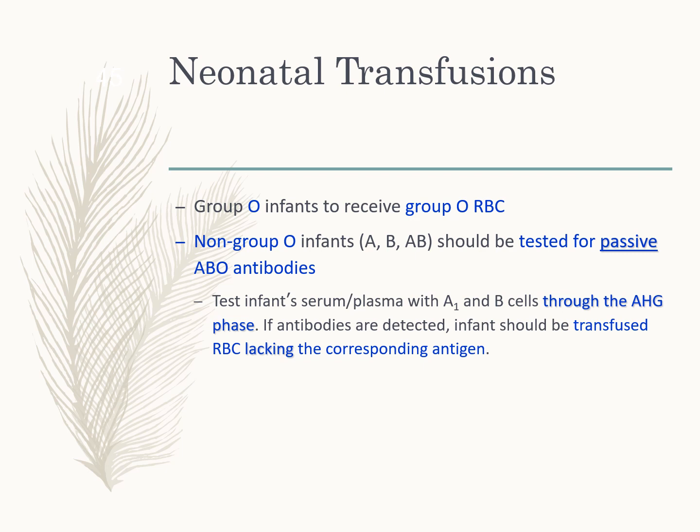So Group O infants should receive Group O RBCs. If you are a non-Group O, they should be tested for passive ABO antibodies to see how much of the mom's antibodies are circulating. And you would do this through AHG phase. If the antibodies are detected, the infant should be transfused RBCs lacking that corresponding antigen.